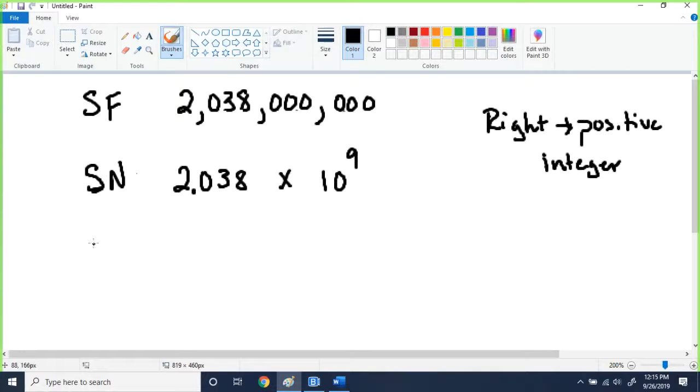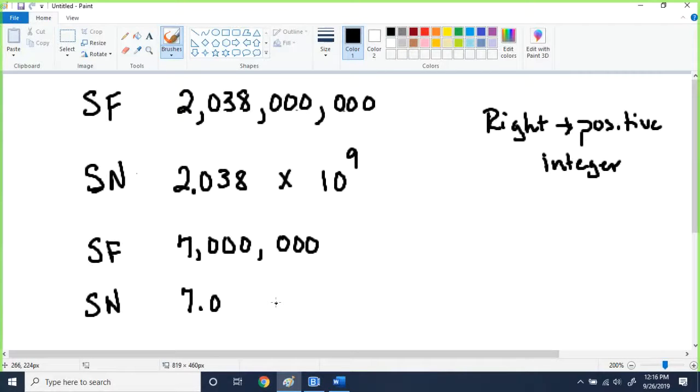Okay, another number, scientific notation. Starting at standard form, going to scientific notation. We're going to write down our positive integers. So we're going to put 7.0 here, times 10. We're going to be counting out to the right. So we're counting the jumps. 1, 2, 3, 4, 5, 6. And that's it.